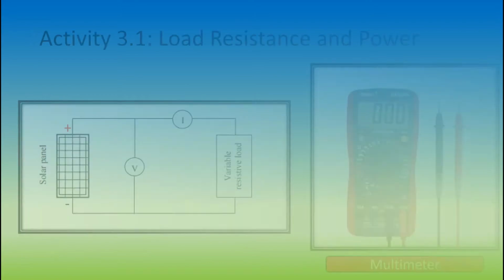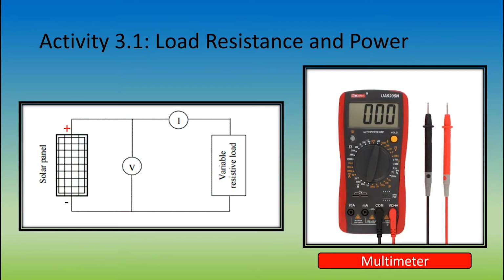In this activity, you will attempt to find the max power point of your solar panel. The circuit on the left is the one you will be building. You will use a multimeter to measure and record the current and voltage for the different resistor values. Each resistor will be a new point on your graph.